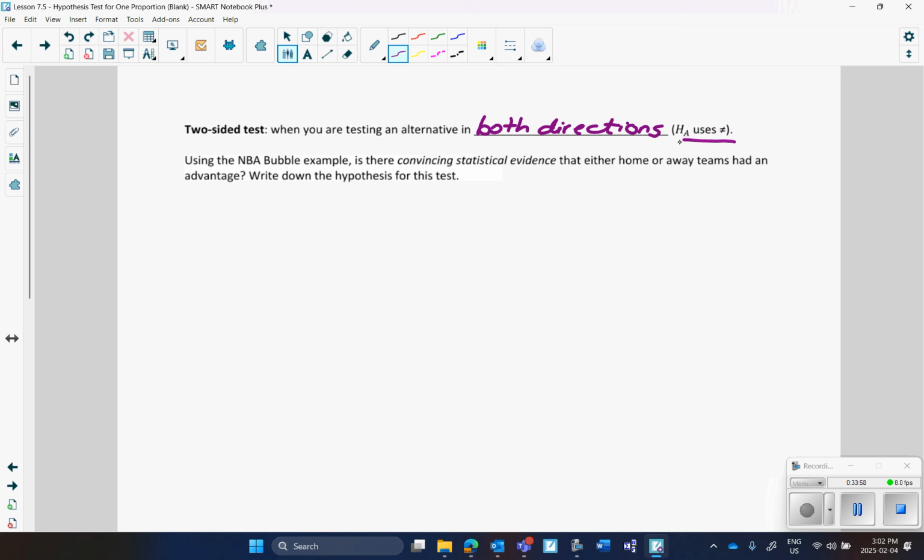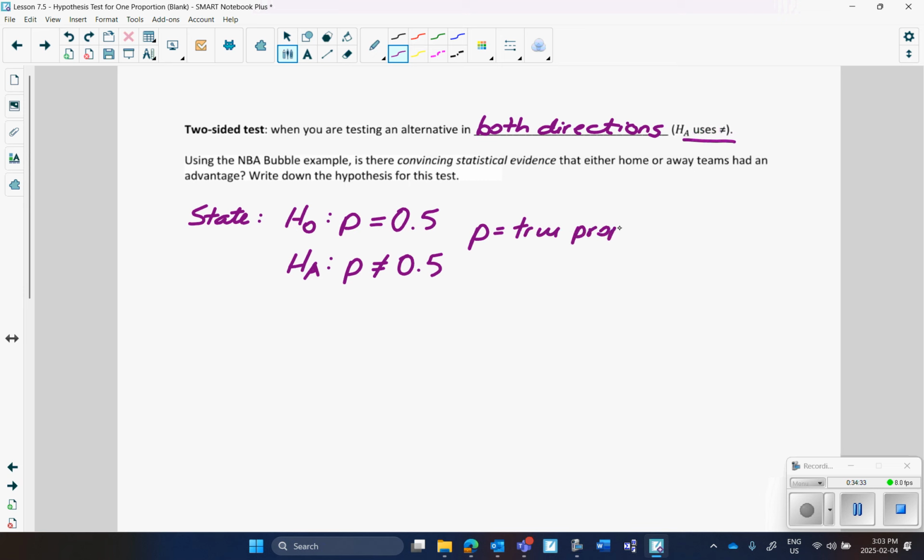So let's just do it really quickly. The state, we're just going to write this out. We're not going to do the conditions. We're going to assume that they're met. So the state, remember, H0: P is equal to 0.5. This time the alternative is P not equal to 0.5, where P is the true proportion of home games won.